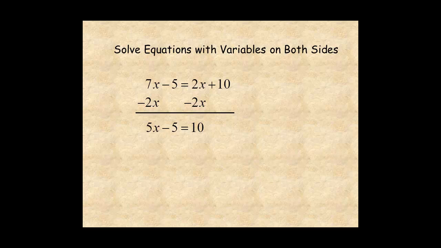Since 5 is subtracted, use the inverse operation and add 5 to both sides. On the right, 10 plus 5 equals 15. On the left, negative 5 plus 5 equals 0. And you have 5x equals 15.